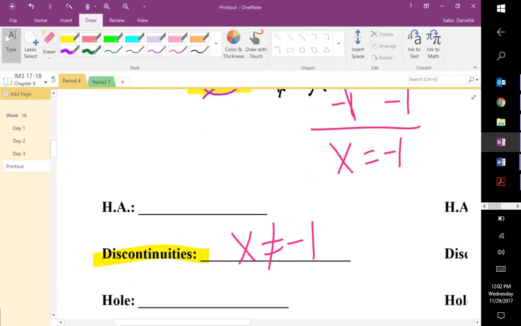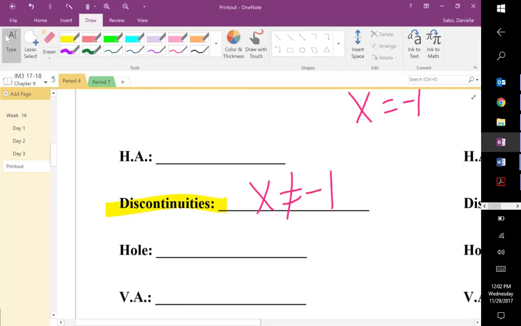Again, it's kind of like a process. You find your discontinuity and you say, is it a hole or an asymptote? Well, we just said it's a hole. So all I'm going to do is write the hole there. Then you don't have to answer the vertical. So I have none here. There are situations where you might have both.